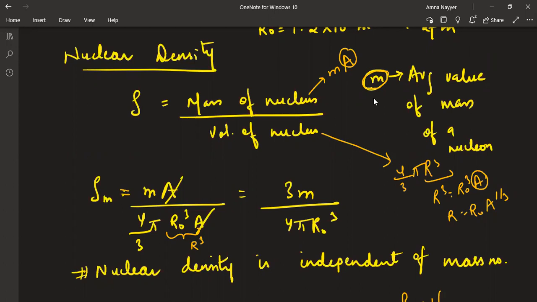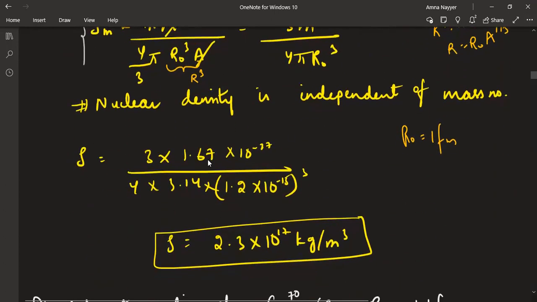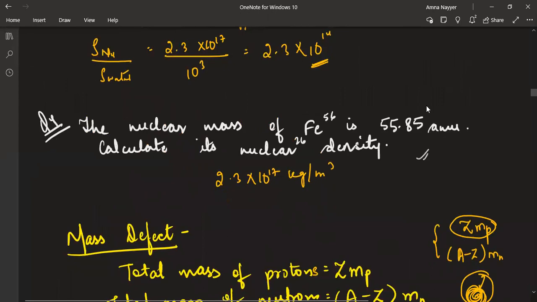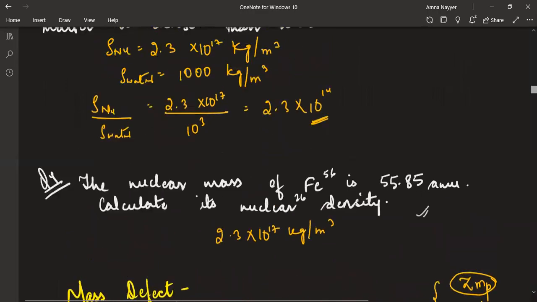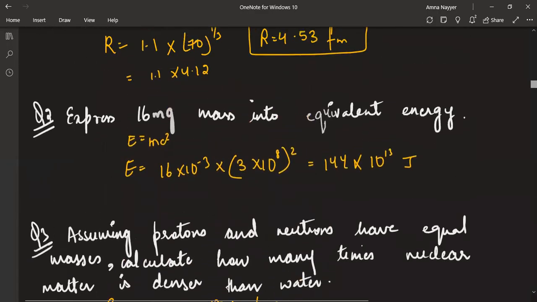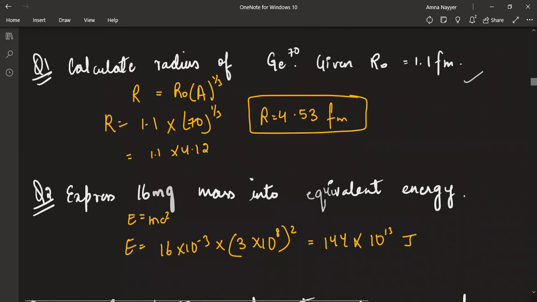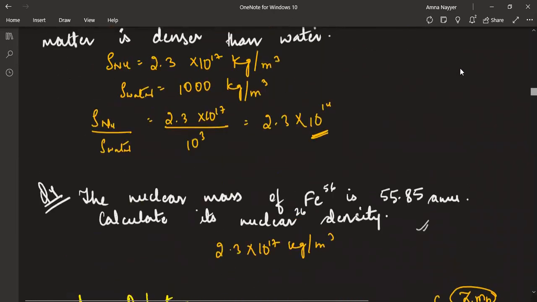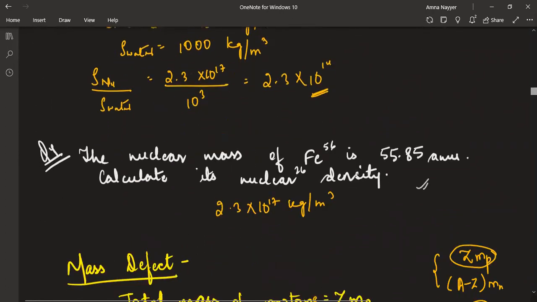In nuclear density also, remember just how to derive this and finally remember the resultant answer. Just put all the values and 2.3 into 10 to the power 17 kg per meter cube is coming. And whatever material is given, iron and all, like this was a question. Among this, one was from previous year only. I don't remember which one. This one was from previous year. And one more question, I think this water one. Two questions were from previous year only.